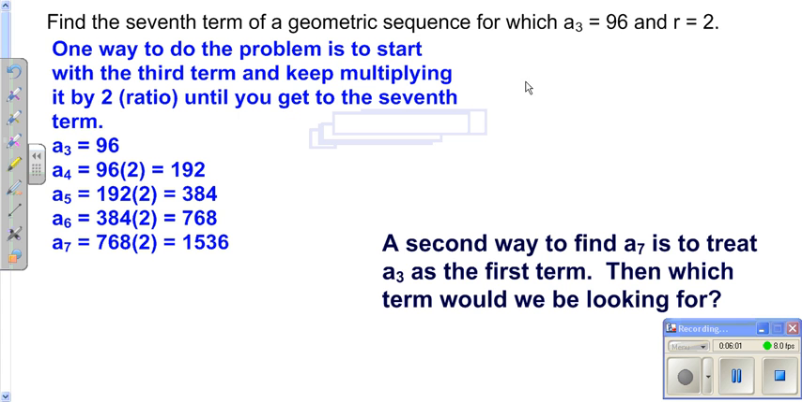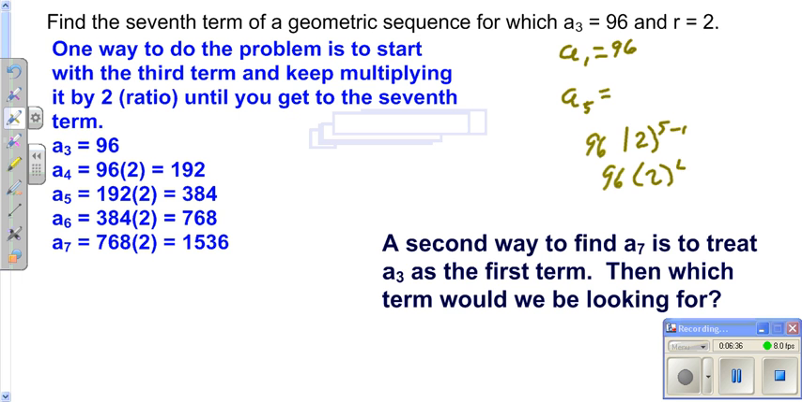Another way you could do it is say, well, I'm going to treat this as my first term. And then since that's 2 smaller than this, my seventh term would really be like looking for my fifth term. And so then you could go your first term times your ratio of 2 raised to the n, which is the term you're looking for, of 5, minus 1, which is 96 times 2 to the fourth. And that ends up giving you the same number right here. Doesn't make a difference whichever way you choose to do it.